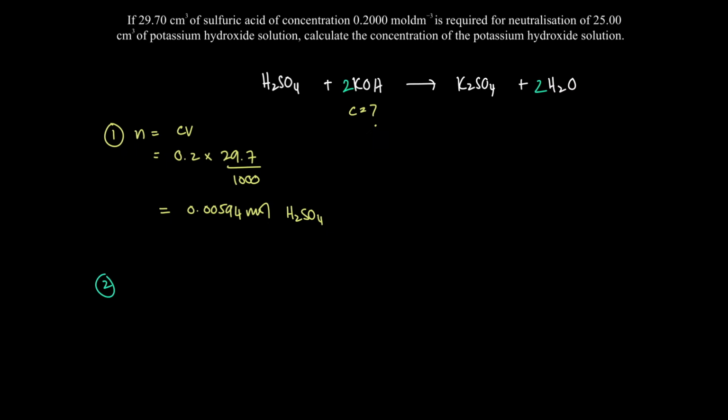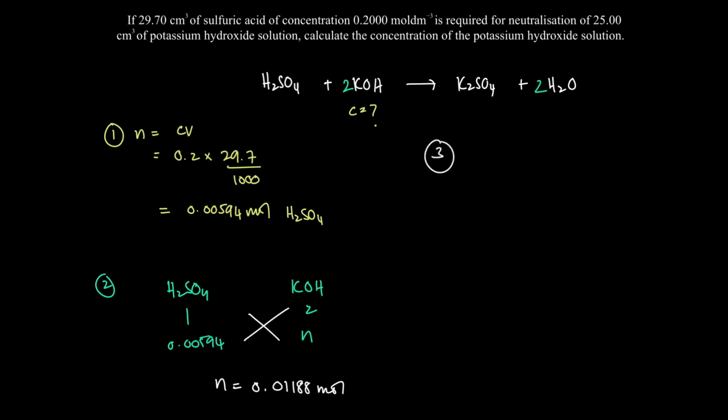We know that for every 1 mole of sulfuric acid, we have 2 moles of potassium hydroxide. So if we have 0.00594 moles of sulfuric acid, how many moles of potassium hydroxide do we have? If we cross multiply, the number of moles of potassium hydroxide should be twice the number of moles of sulfuric acid, so we get 0.01188 moles of potassium hydroxide.